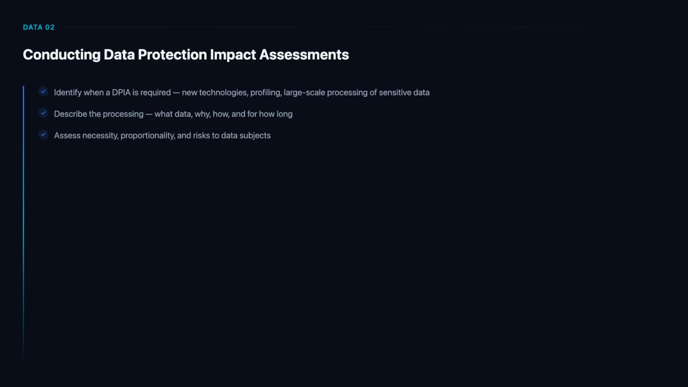Next, assess whether the processing is necessary and proportionate to the stated purpose. Then identify and evaluate risks to data subjects, unauthorized access, data loss, discrimination, or any other potential harm. Rate each risk by likelihood and severity. Finally, define measures to mitigate each identified risk: encryption, access controls, pseudonymization, data minimization. Document the residual risk after mitigation and decide whether to proceed, modify the processing, or consult your supervisory authority.